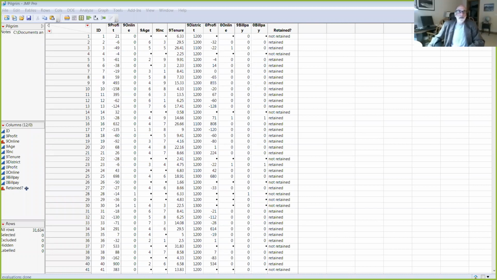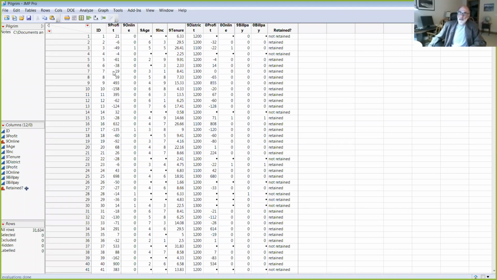Okay, this is our first classification problem. The data set is from a bank, Pilgrim Bank. It's got data on 31,000 plus customers. For each customer, it tells you how many dollars of profit were made in 1999. That's what the nines indicate. It's all 1999 data. The zeros indicate year 2000 data.